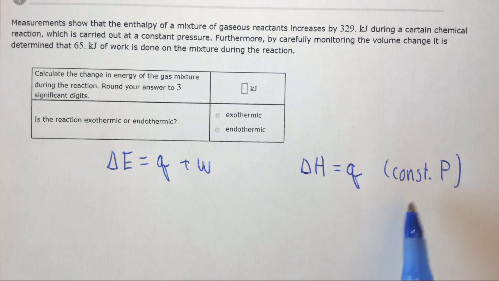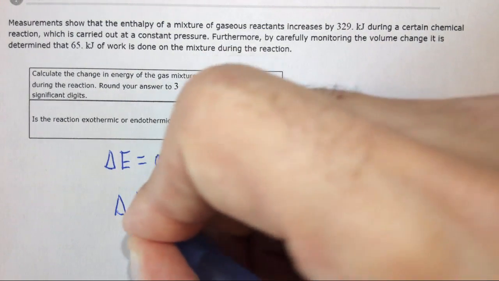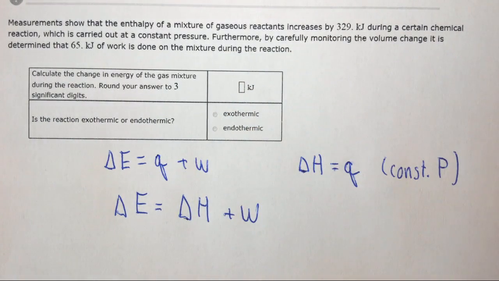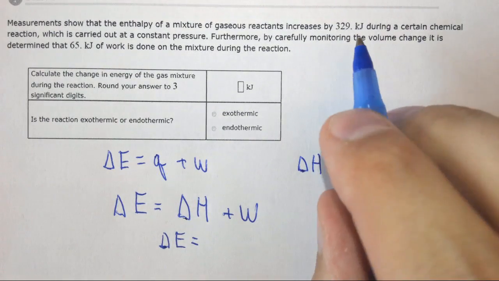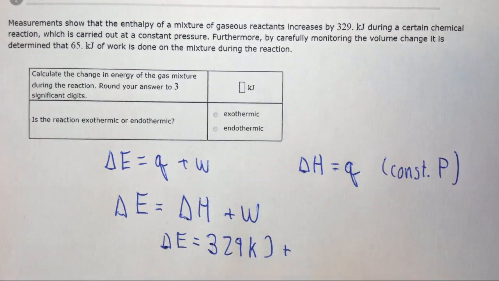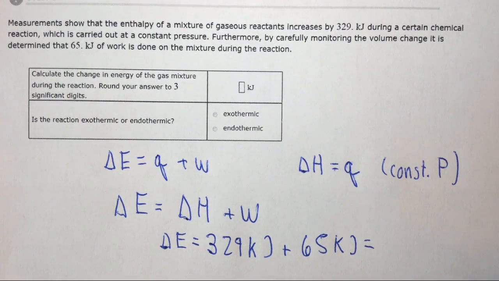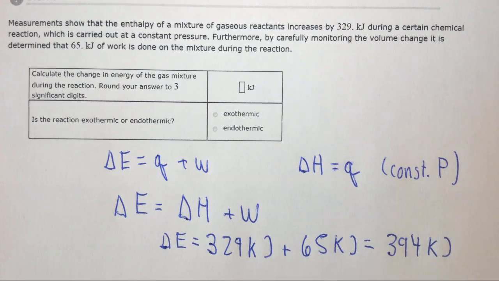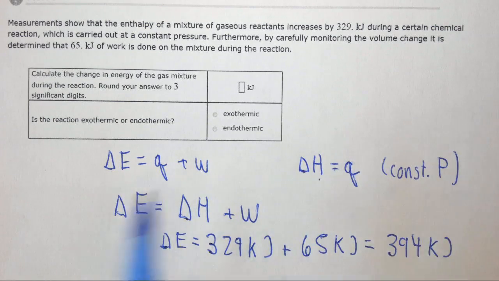Anyway, to solve this, we can simply rearrange the equations. Delta H equals Q, so delta E equals delta H, just plugging in for Q, plus W. Plugging in, delta E equals, enthalpy is given, 329 kilojoules, and work is given, positive 65 kilojoules. When you add those two together to no decimal places, you get 394 kilojoules. So again, this is showing the relationship between enthalpy and energy, and they are not the exact same thing.